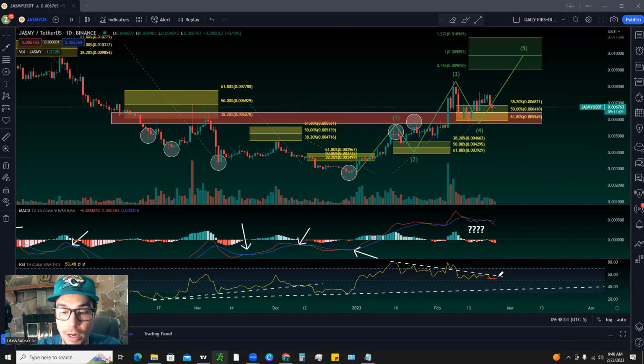If we are able to break out from it again, we may see another nice push up on JASMY up here to our bullish price targets up above. So, you have to be mindful of downside risk as well.